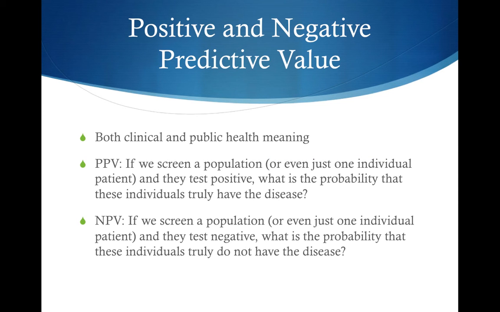So the next two concepts are positive and negative predictive value. So they have both clinical and public health meaning. A positive predictive value is thinking about if we screen a population, or, at the clinical level, even if you're just screening one individual patient, and this population or individual tests positive, what's the probability that these people truly do have the disease? Negative predictive value is going to be the opposite. If you screen a population or one individual patient and they test negative, what's the probability that they truly do not have the disease?